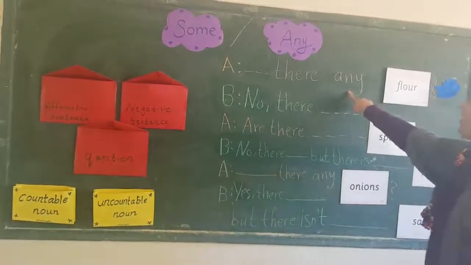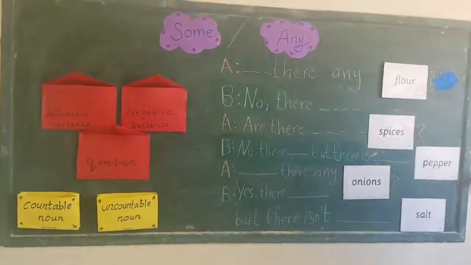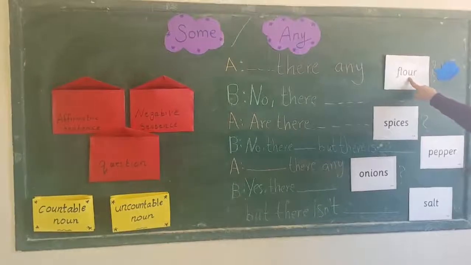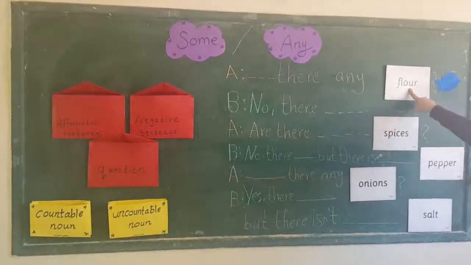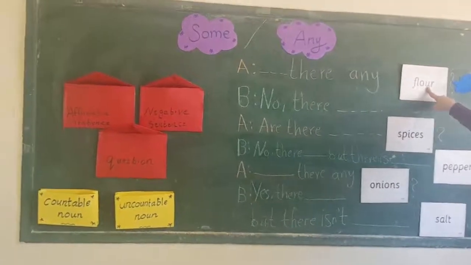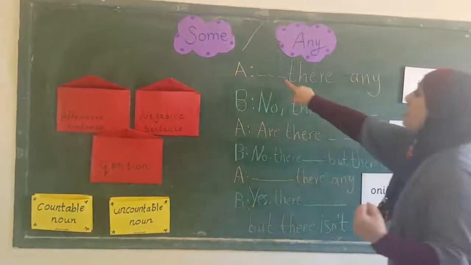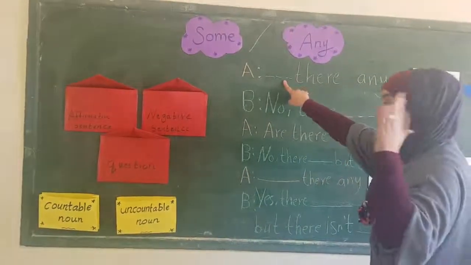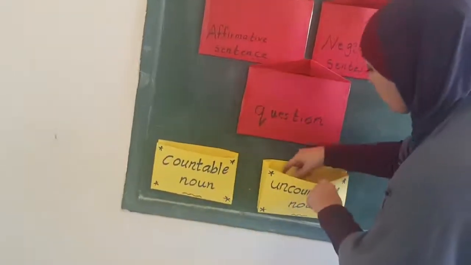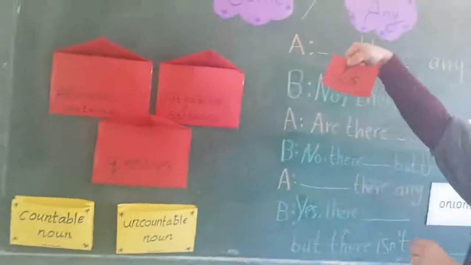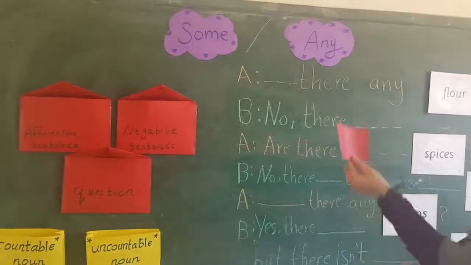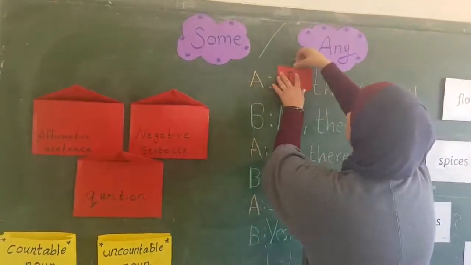So look here. We put any. Now look at flower. Is the flower singular or plural? Singular. Excellent. Is the flower countable or uncountable? Uncountable. So you have to put here what? Come to uncountable noun. Give me countable noun. Is there any flower? Is there any flower?